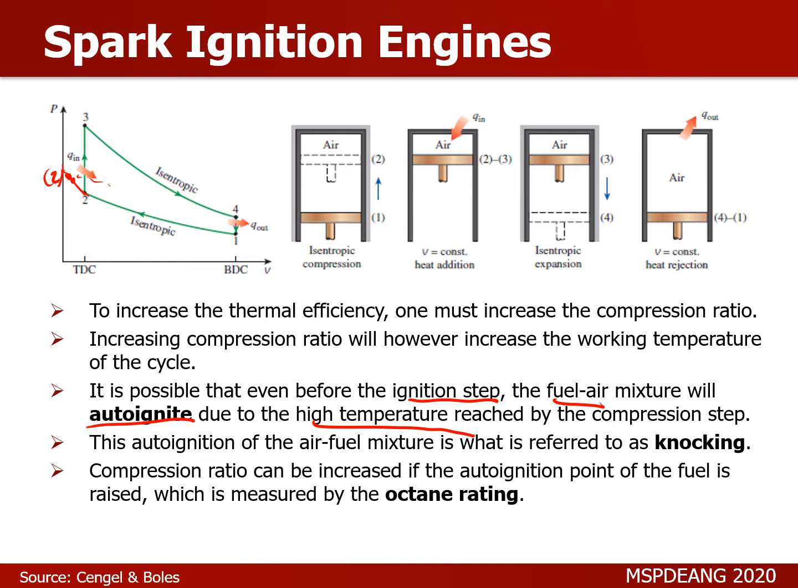This auto-ignition of your air-fuel mixture is known as knocking. So the compression ratio can be increased if the auto-ignition point of the fuel is raised, and this is referred to as our octane rating. The higher the octane rating, the less likely knocking or auto-ignition of our fuel-air mixture is. Typically, the auto-ignition temperature of gasoline fuel is much greater than, or at least greater than, the auto-ignition temperature of diesel fuel.